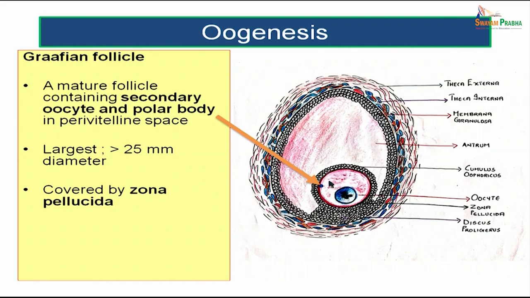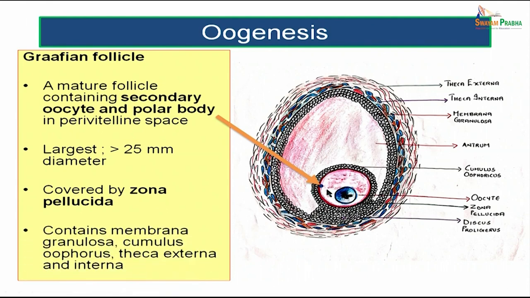And when you look at the secondary oocyte, you still have the immediate covering known as the zona pellucida. So the zona pellucida is still covering the secondary oocyte within the graafian follicle. And what are the other structures present in a graafian follicle? You have the membrana granulosa cells, the cumulus oophorus, the theca externa, and the theca interna.